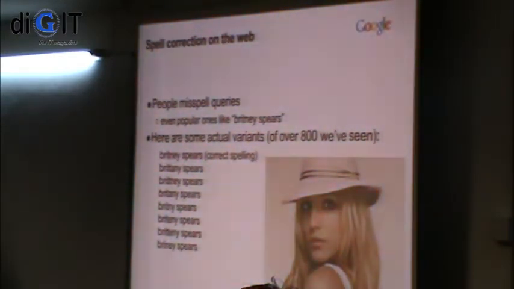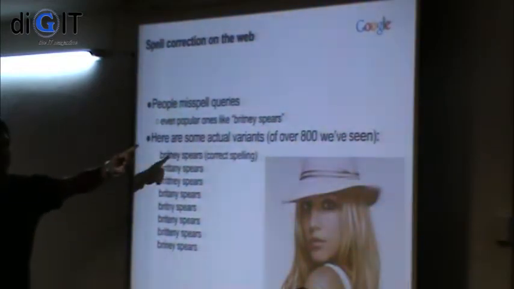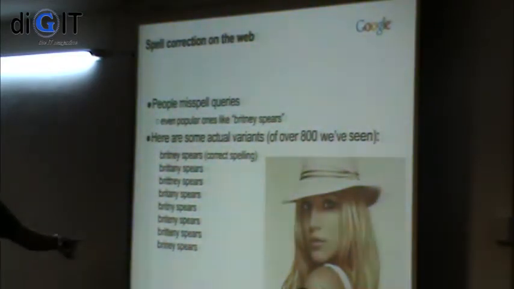So how do we actually fix these problems, right? How do we understand that when somebody spells it wrong, how do we know that they're actually meaning that when they're typing this, right?